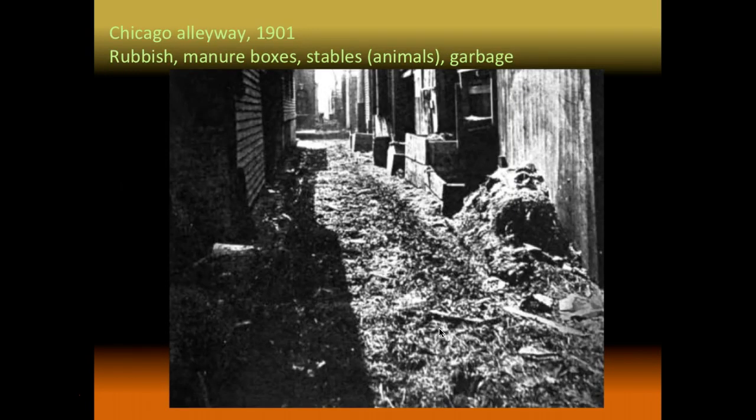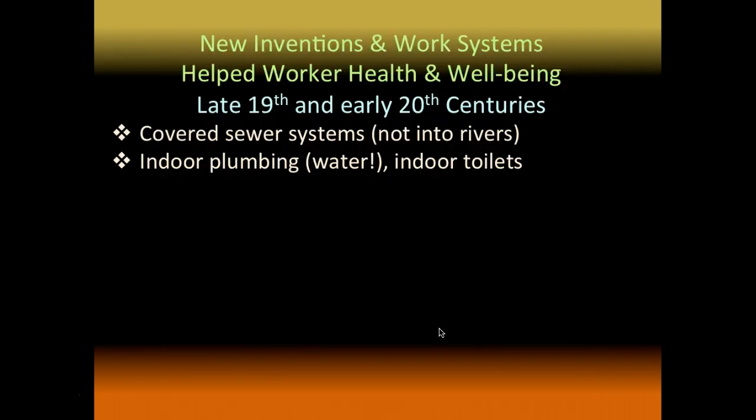This is a Chicago alleyway in 1901, and also, as you can see, it's covered in garbage. There are manure boxes from stables that had farm animals right in the city, and lots of just garbage because there were no receptacles to put garbage in, and no one picked up the garbage on a regular basis. So what did people do? They threw it out the window, and this is what it looked like. Could you imagine the smell? Oh my goodness, I kind of want to throw up just thinking about it.